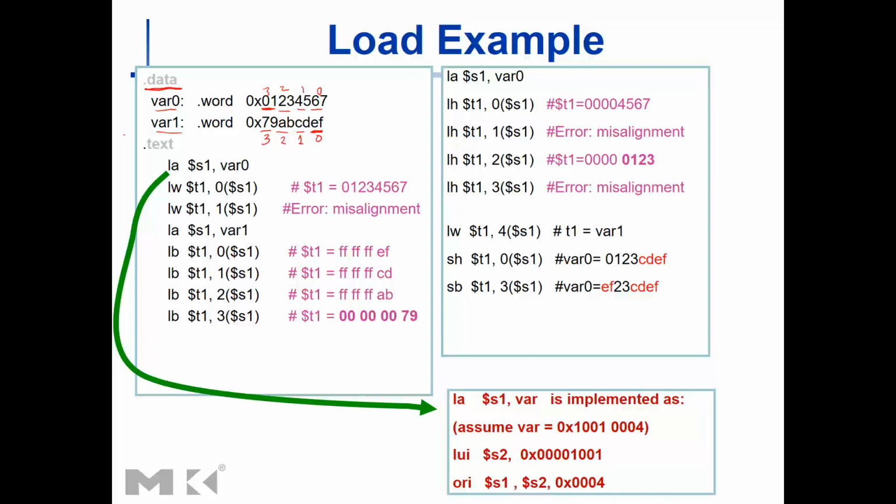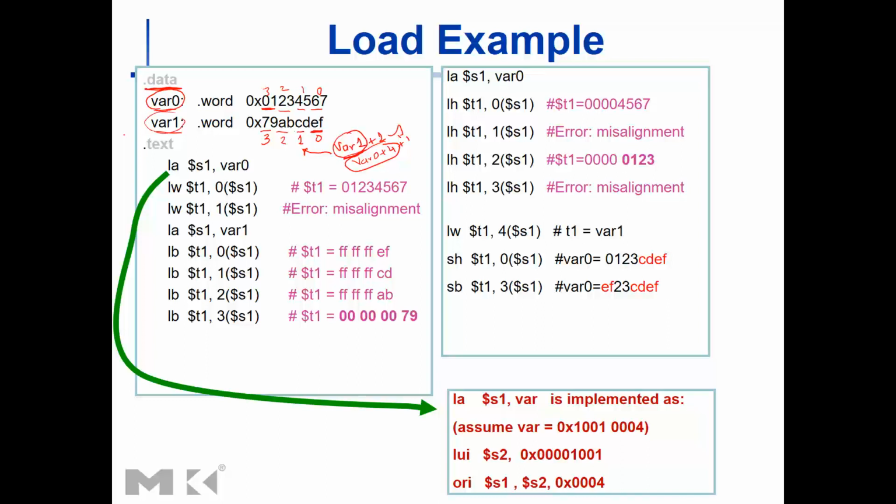For example, this byte here, the address of it is equal to var1 plus 1, and I know that var1 itself is var0 plus 4. So you can see that var1 itself is var0 plus 4. In other words, if I add 4 to this variable, I will get var1.